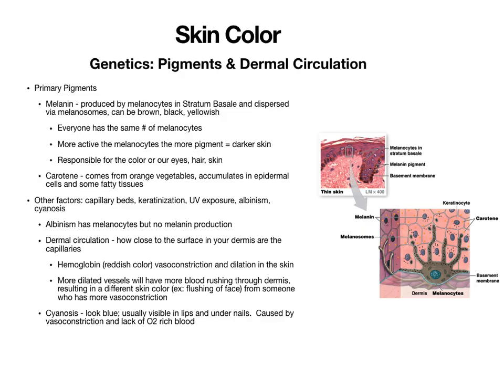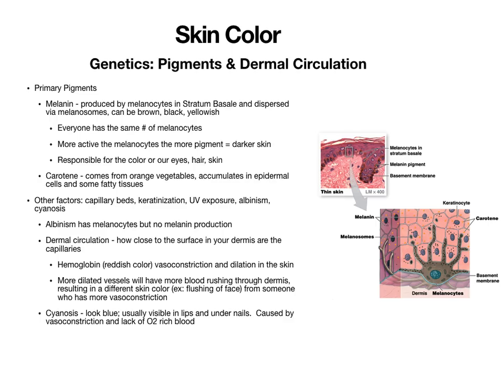Okay, so now we're going to talk about our skin color. Different genetics, different pigment types determine how dark or light our skin is. Genetics include different types of pigments we have, and dermal circulation is also going to determine the color of our skin. Our primary pigment is melanin, which is produced by the melanocytes in the stratum basale and is dispersed via melanosomes. It can be brown, black, or yellowish.